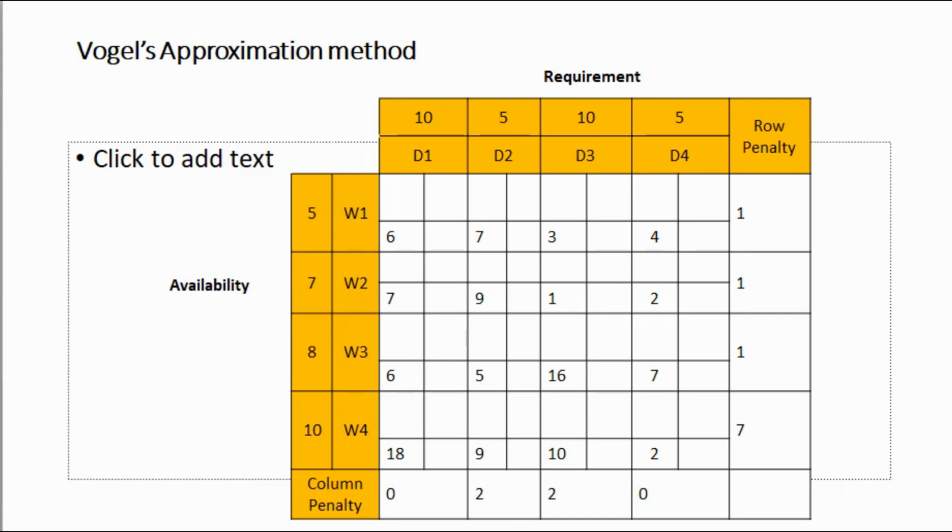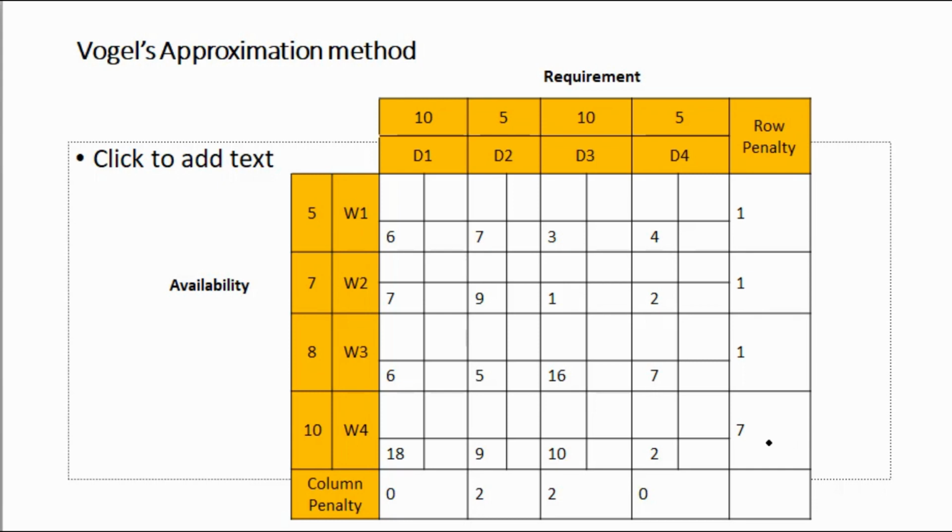The criterion in Vogel's approximation method is that we find out the row penalties and the column penalties. The row penalty is nothing but the difference between the minimum and the next minimum. In the first row, the minimum is 3 and the next minimum is 4, so the difference is 1. Similarly, in the second row, the minimum is 1 and the next minimum is 2, therefore the difference is 1. That is the row penalty.